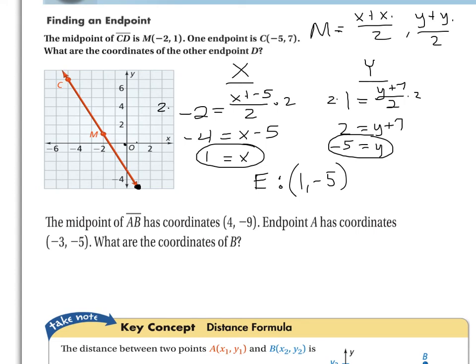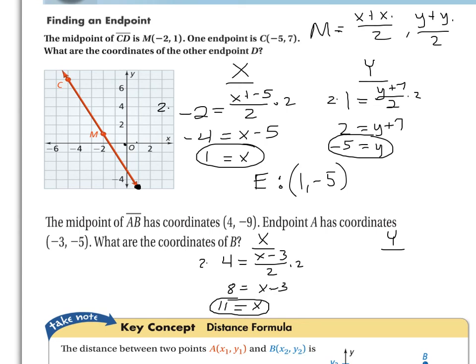Again, I'm going to set this up to where I'm going to go x and y here. The x coordinate of the midpoint is 4. I don't know the one endpoint, and we've got -3, divided by 2. Again, it would be plus -3 if you put the plus sign in there. Multiply by 2 on each side, and you get 8 equals x minus 3. If you add 3, x is going to equal 11.